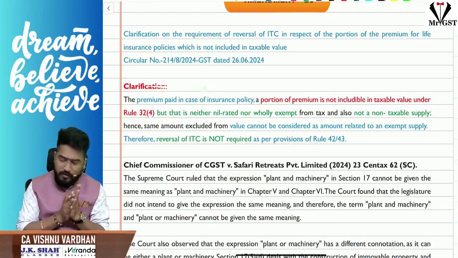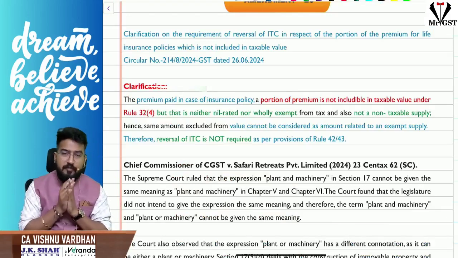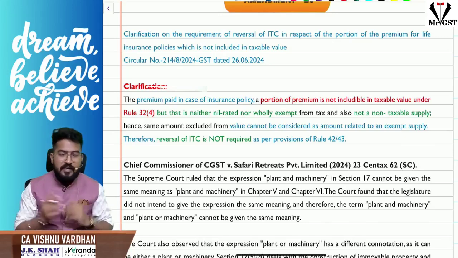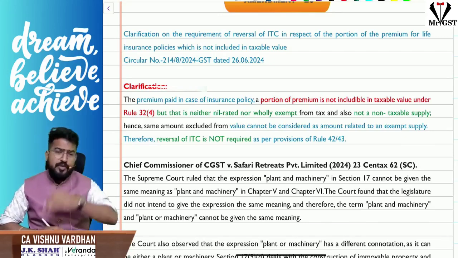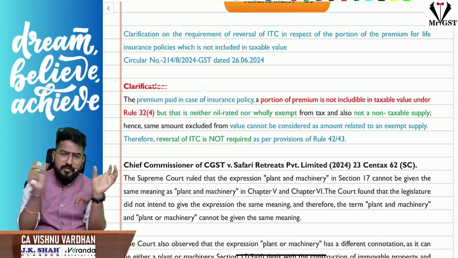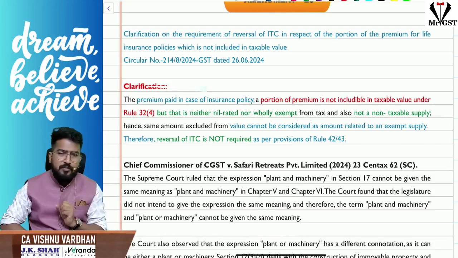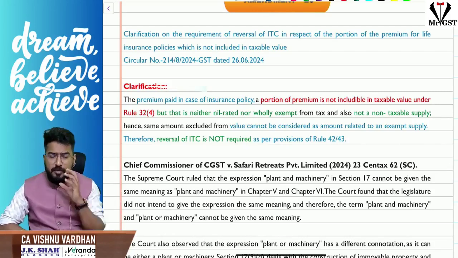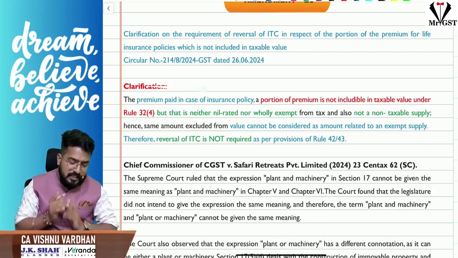So the next one, sir. If you remember, when we were going through valuation rules and calculating the value of supply for the insurance premium paid for life insurance, we exclude some portion. Even though the premium paid is 1 lakh rupees, let us assume some 20,000, 30,000, 40,000 is removed based on valuation rules. Now the doubt is, should we reverse ITC because of this under rule 42 or 43? There is now a clarification regarding this.